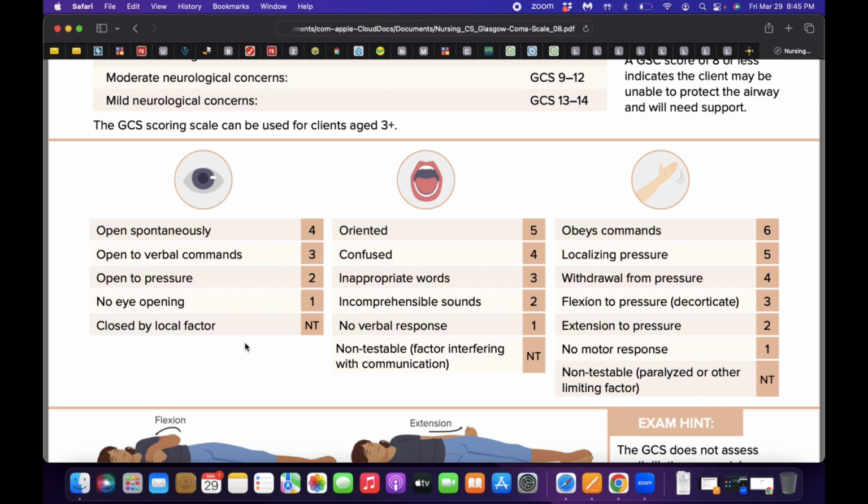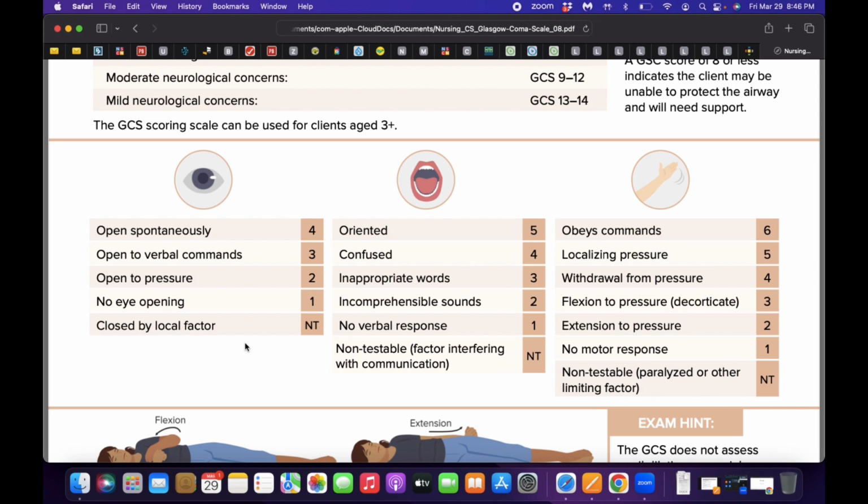You give a score of 4 if you're confused. You can answer questions, but your answers show you're not fully aware of what's happening. You give a score of 3 if you can talk and others can understand words you say, but your responses to questions don't make sense. That is inappropriate words. You give a score of 2 for incomprehensible sounds. It means that you can't talk and can only make sounds or noises. And you give a score of 1 if you can't speak or make sounds.